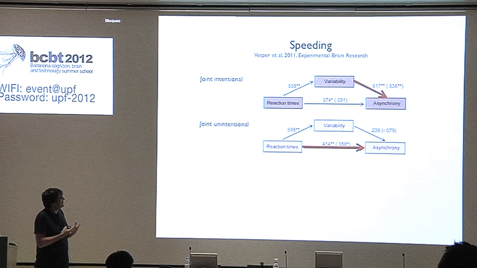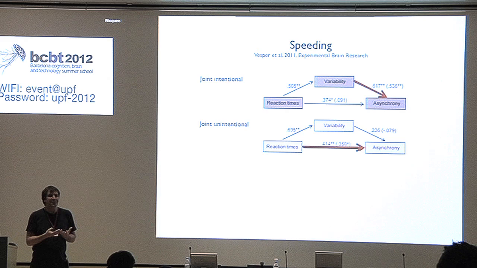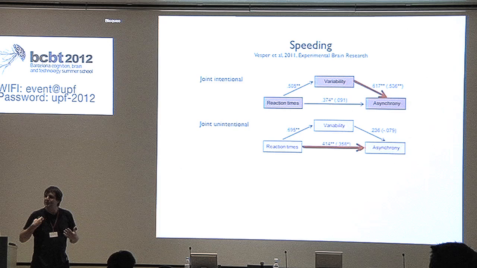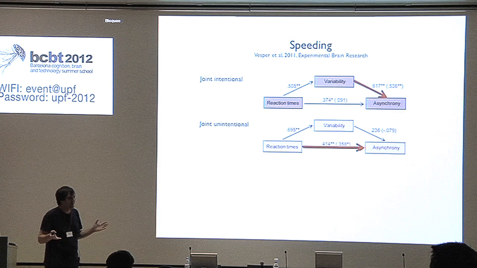If you think about joint action coordination, don't only think about entrainment or simulating the other person. We will do that in a moment. Also think, what can I do to make the coordination better? And speeding is an example for that. There might be others. We are just slowly identifying different things here.